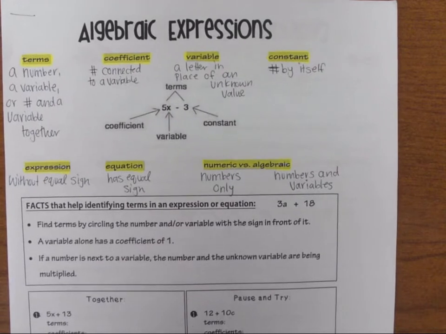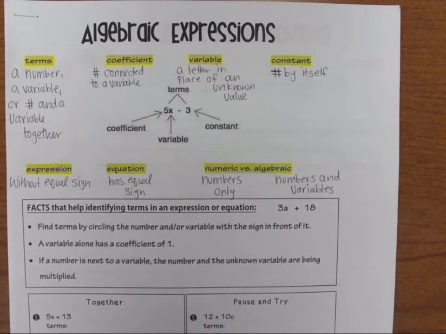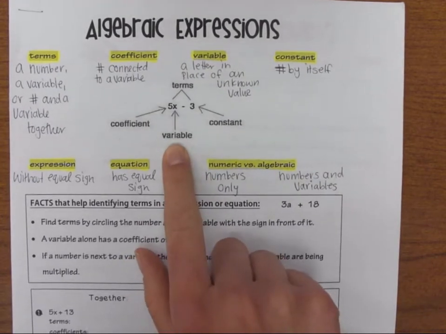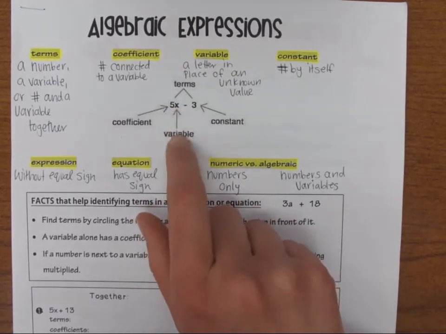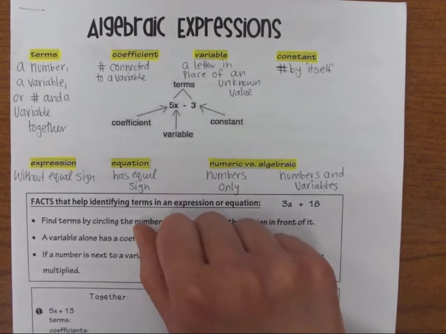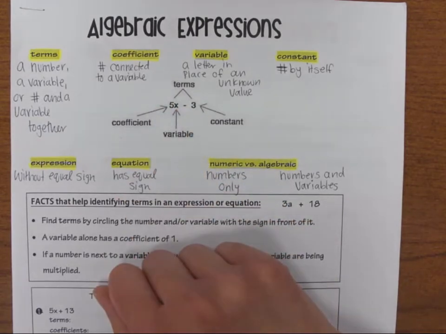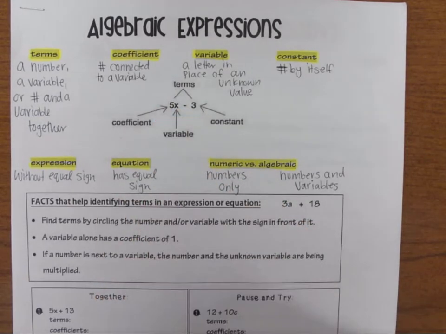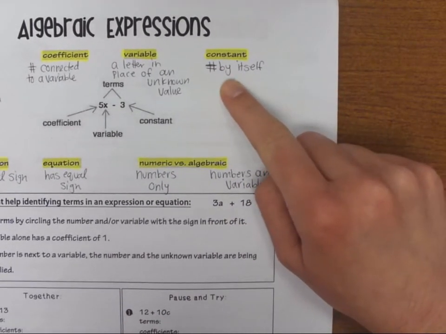Okay, a variable, our next word right here, is a letter in place of an unknown value. So our variable is our x, and it's called a variable because it can change. We can plug different numbers in for x, and this will give us a different answer each time. And we don't know what value 5 is multiplying by, so that's why we put an x there to say 5 times some number.